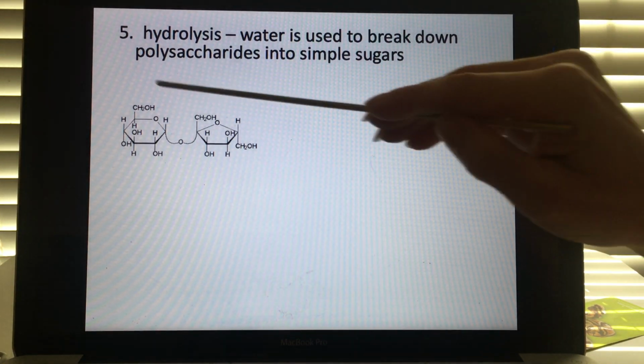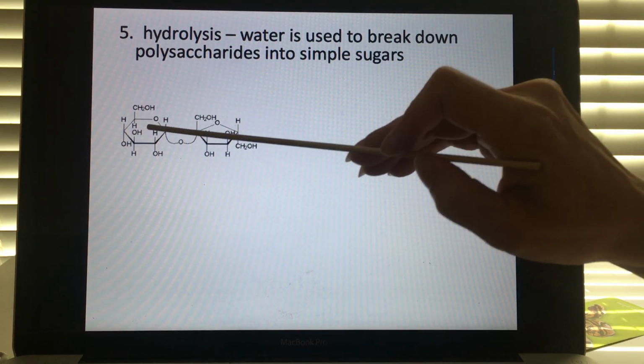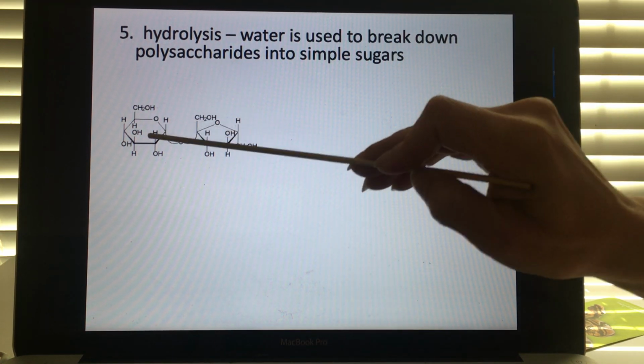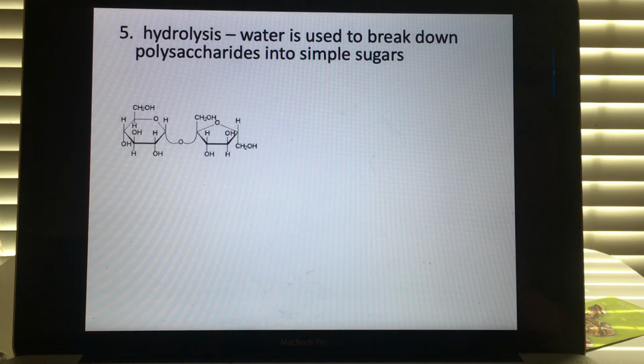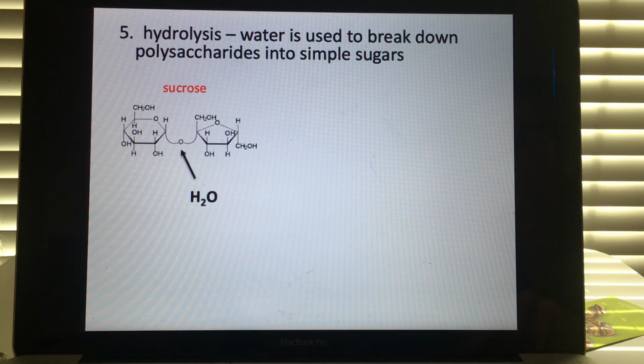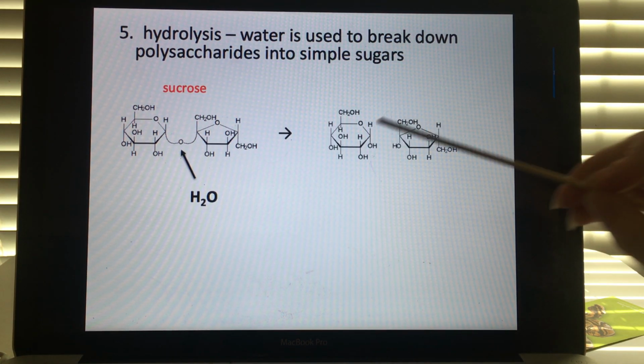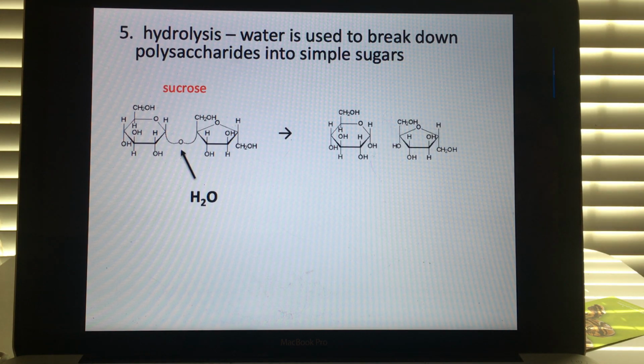So here, if you look, this is a disaccharide. I know that happens to be sucrose because that's a glucose and that's a fructose. I kind of think it looks like an ant. And remember, ants love sucrose. Sucrose is table sugar. So water will go in and break that bond, and we'll end up with two monosaccharides, a glucose and a fructose.